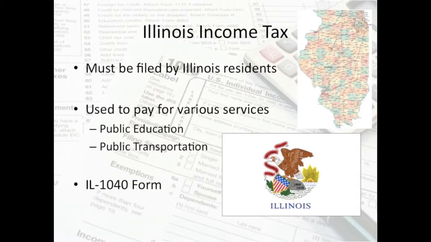State taxes are paid separately from federal taxes. In this state, Illinois, the IL-1040 form is used. In Illinois, most of the money is used to upgrade schools and maintain public transportation vehicles.